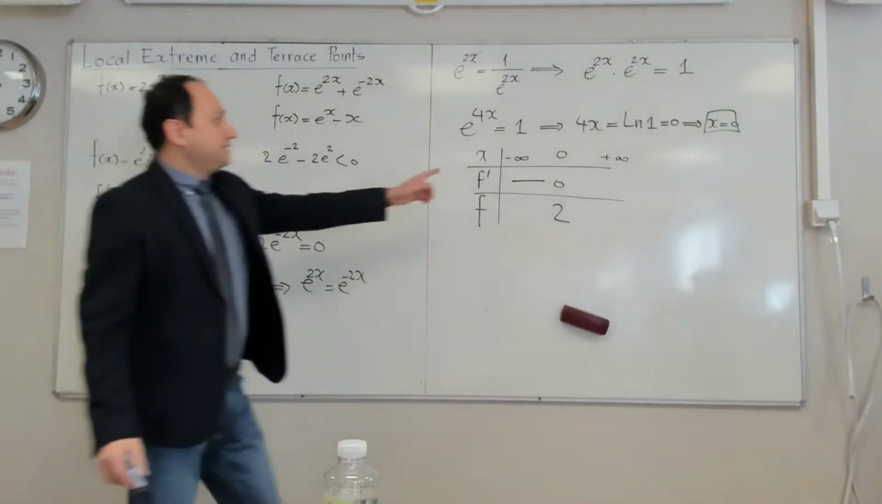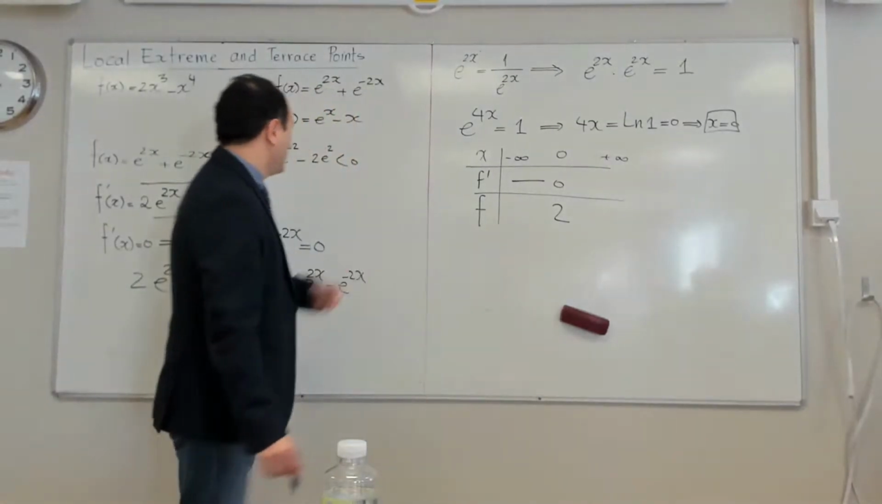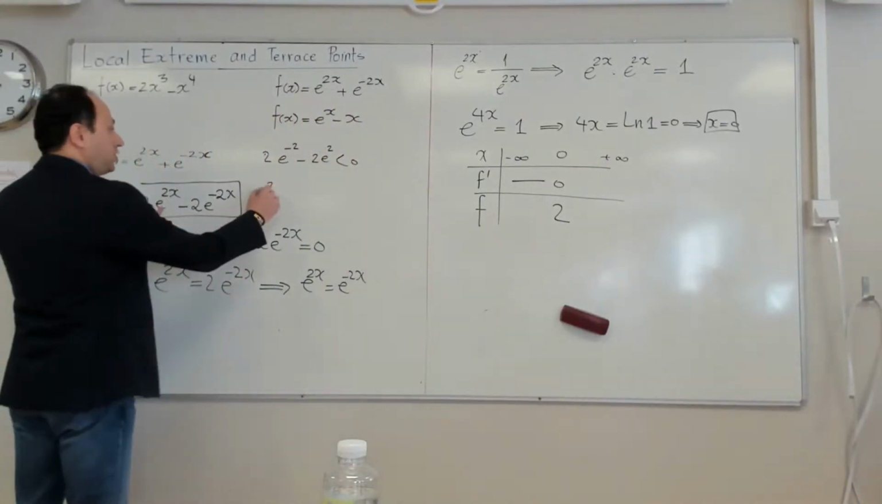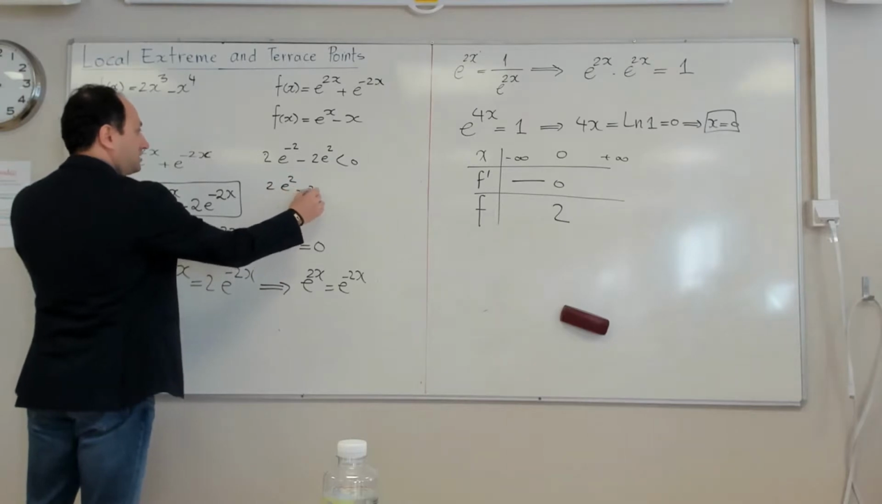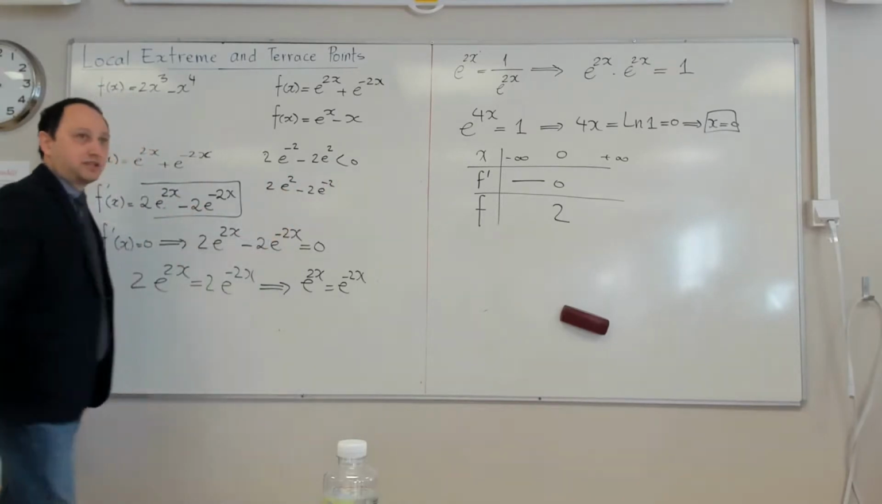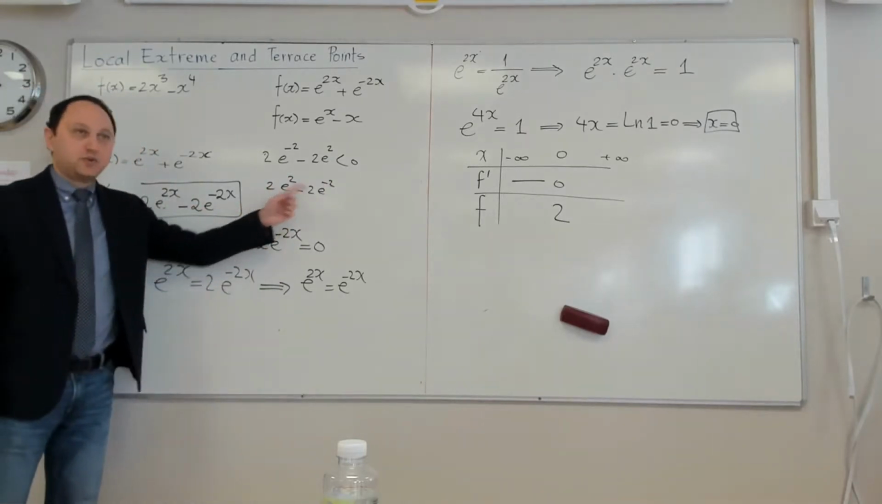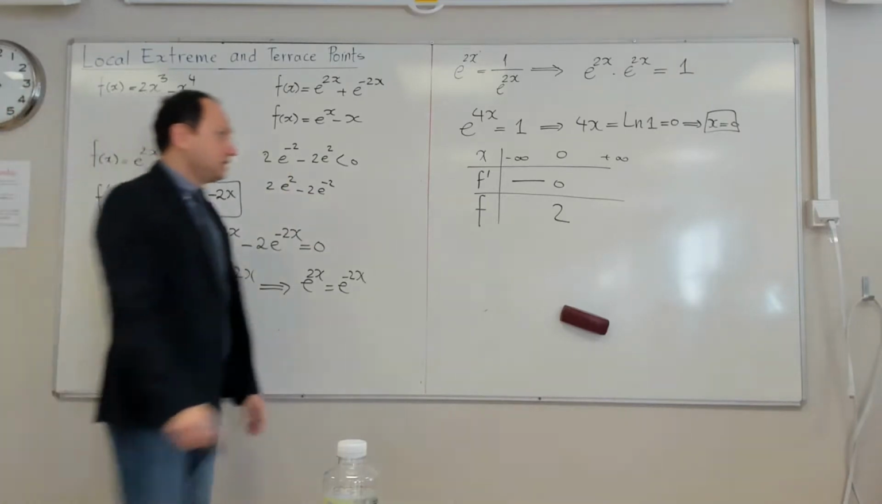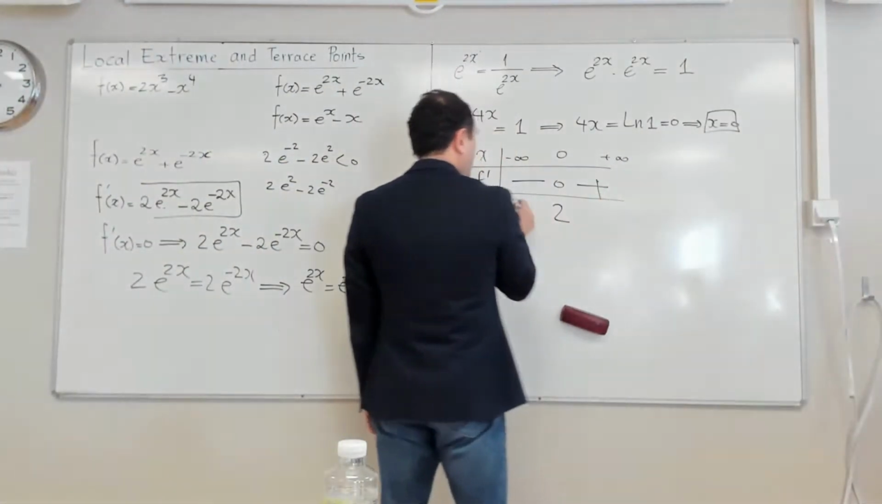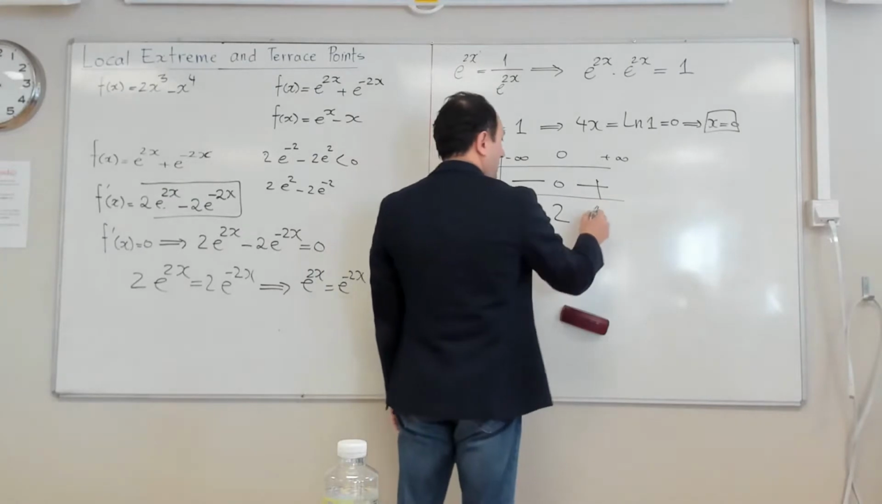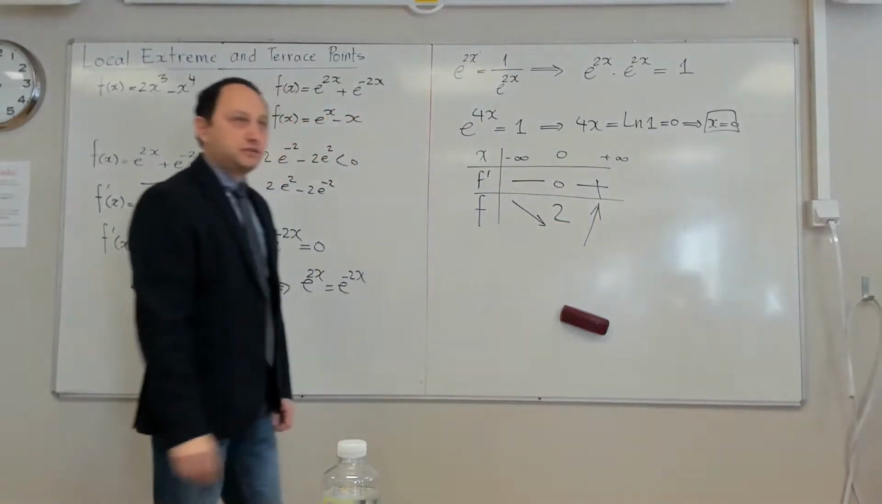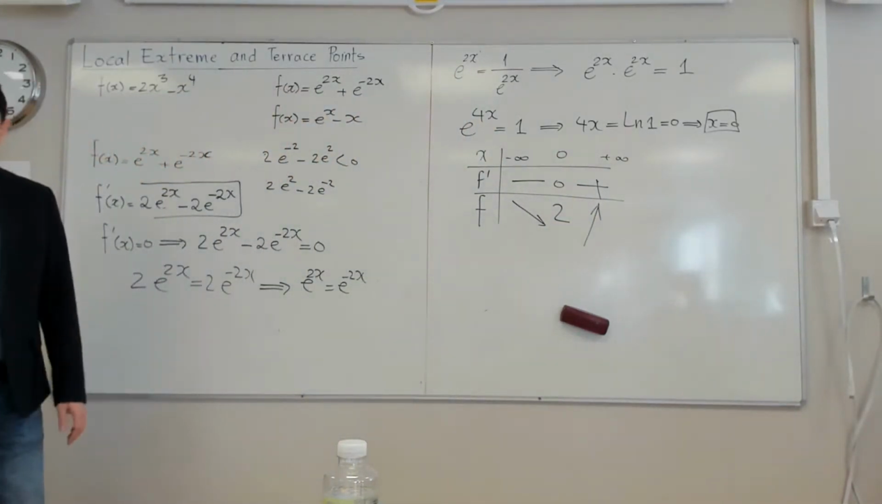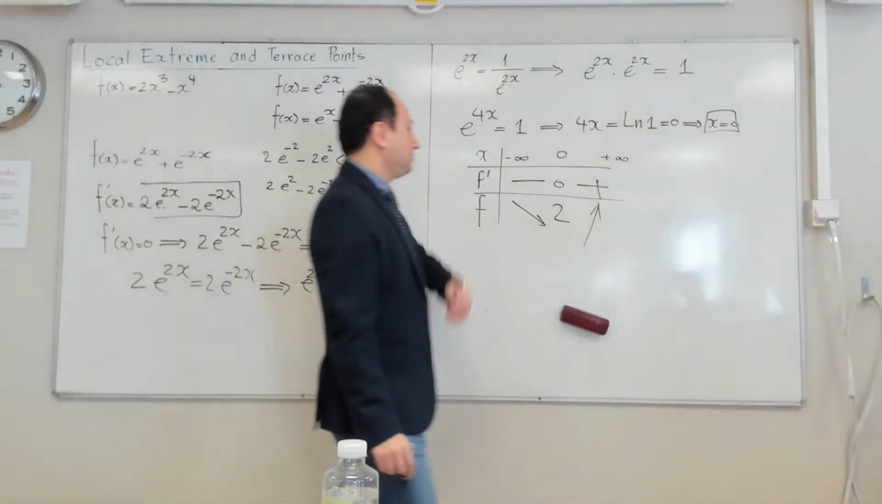And now choose a random number after 0. The best choice is 1. Put 1 here. So it becomes e to power 2. This is also very simple now. So which one is bigger? It's clear this one is bigger, so it becomes positive, yes? So that's positive. This means that the function goes down here, goes up. So what is this type of point? It's a minimum point, yes? So this function has a minimum.